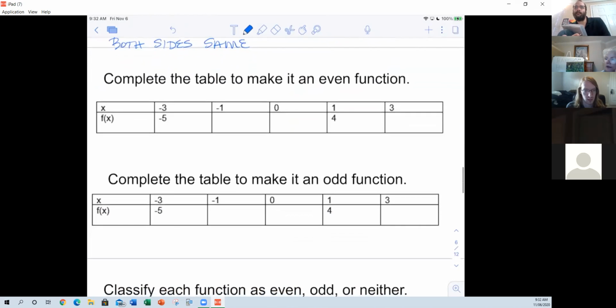Okay, so you should be able to complete this table to make an even function. The first box should be 4. The 0x can be anything. And the last box should be -5. Yep.